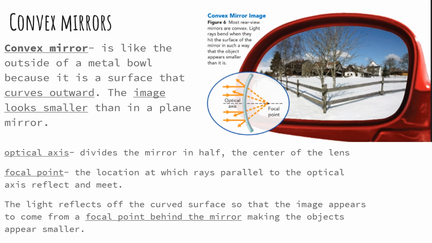An optical axis divides the mirror in half, through the center of the lens. The focal point is the location at which rays parallel to the optical axis reflect and meet. The light reflects off the curved surface so that the image appears to come from a focal point behind the mirror, making the objects appear smaller.